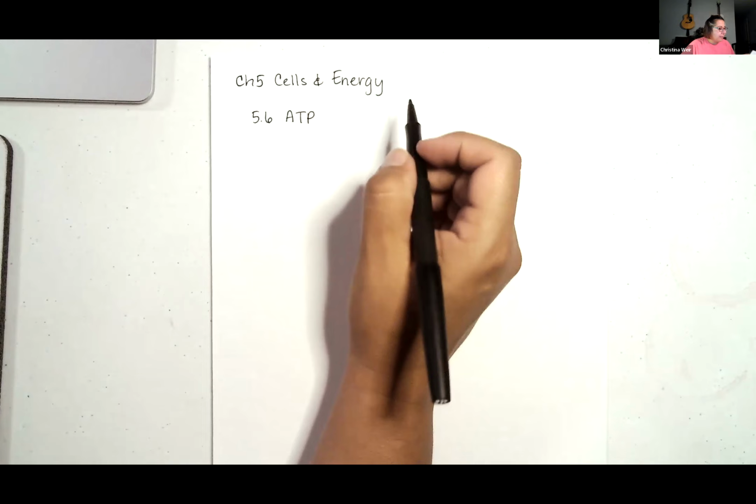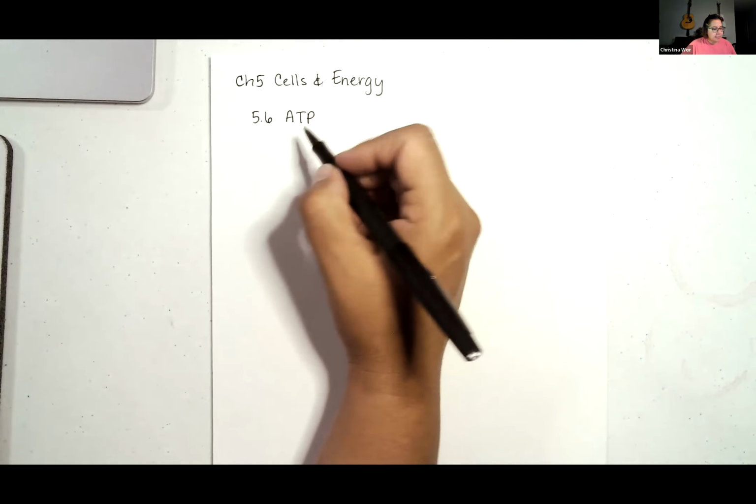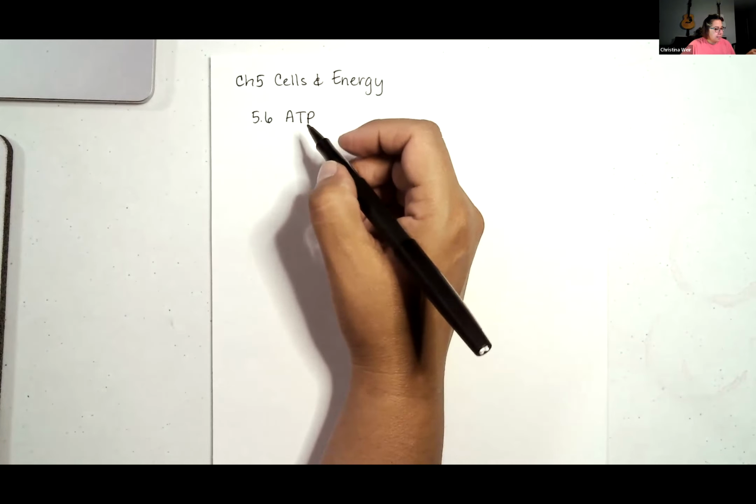And I'm going to be doing chapter 5, but a little bit out of order. I'm going to start at section 6, and then I'm going to skip back to starting from section 1 on to about section 5. So if you're following along in your book, this is the order I'm going in from chapter 5.